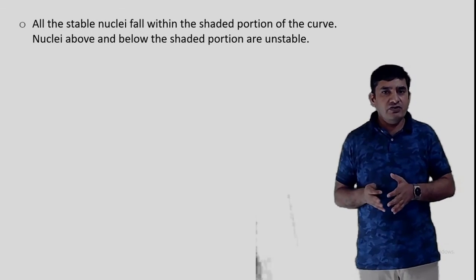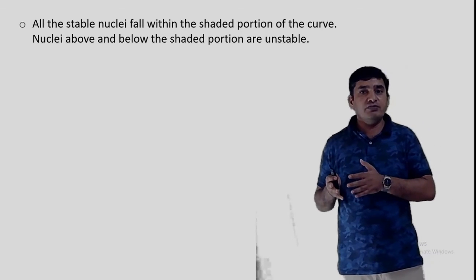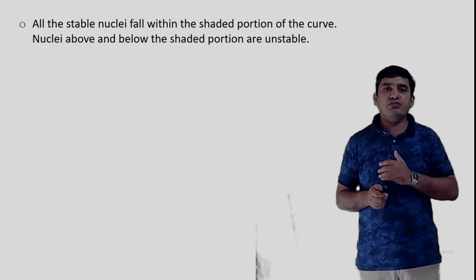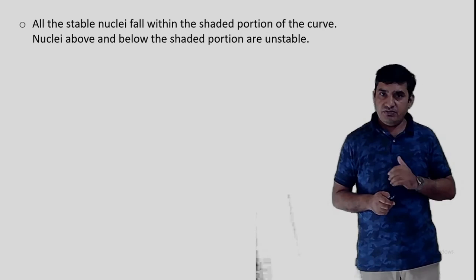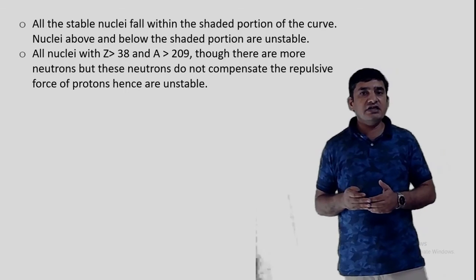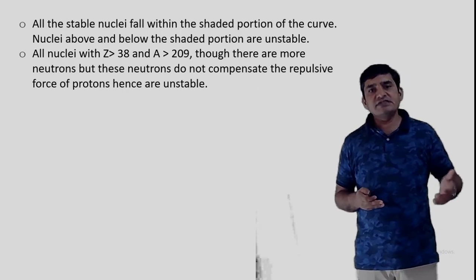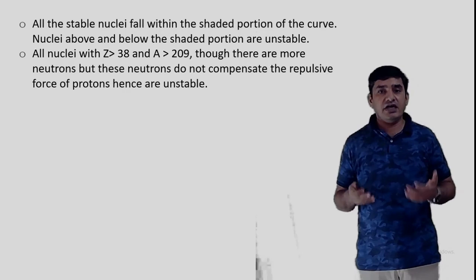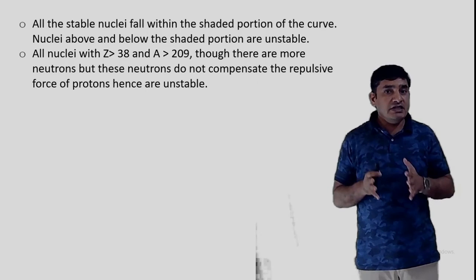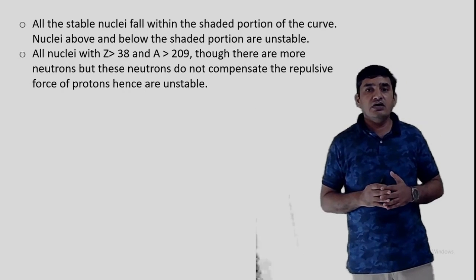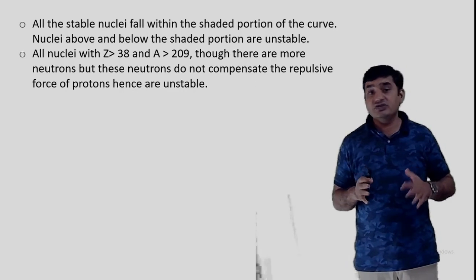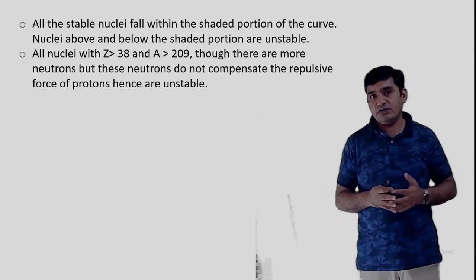All the stable nuclei fall within the shaded portion of the curve. Nuclei above and below the shaded portion are unstable. The nuclei with atomic number greater than 38 and mass number greater than 209 have more neutrons throughout, but these neutrons do not compensate the repulsive force of the protons. Hence, these nuclei are unstable.